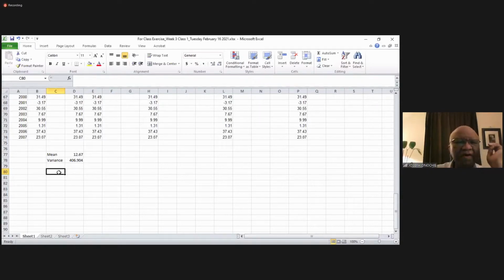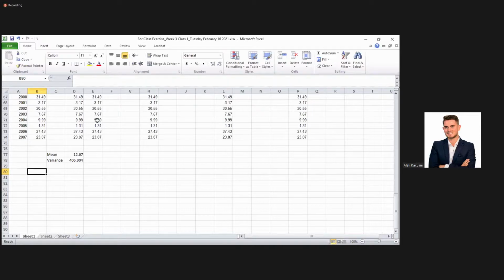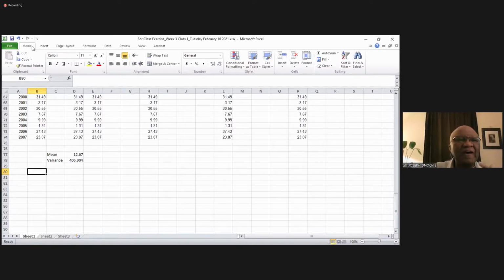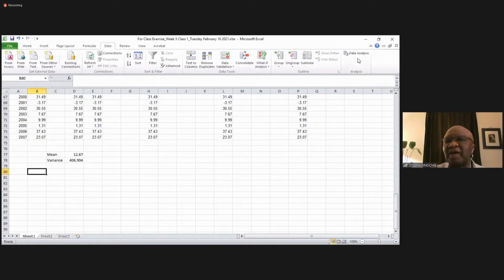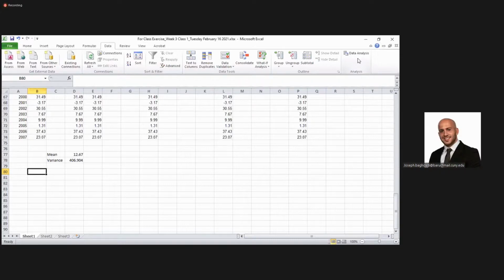But now I want to give a little space in between, and I want to do the covariance between XT and XT. Isn't that supposed to be 1? Let's find out. Because I want to do it this way, I suggest you do what I'm doing. Remember how you ran regressions in Econ 4000? I want to use data and data analysis. Do you remember that? Yes.